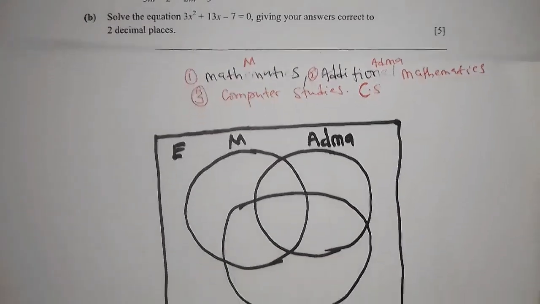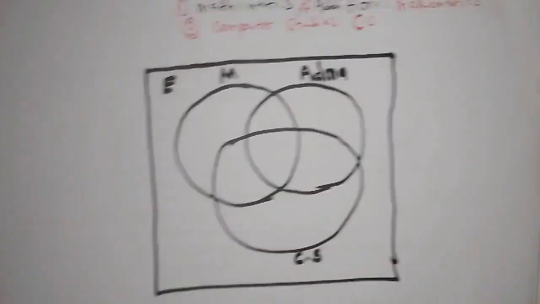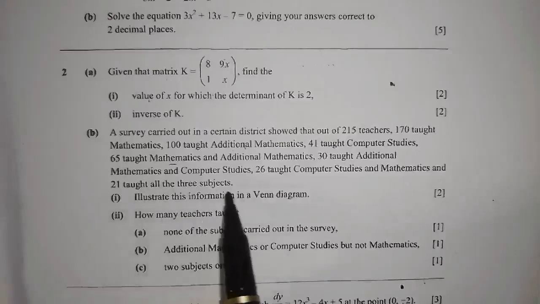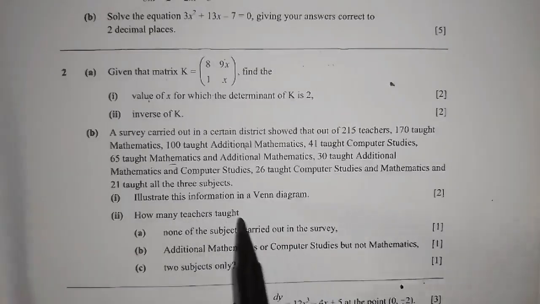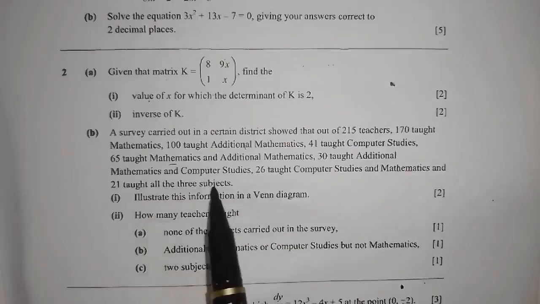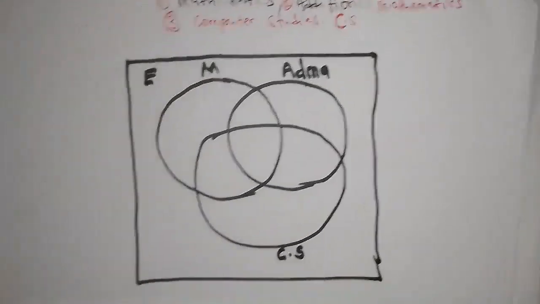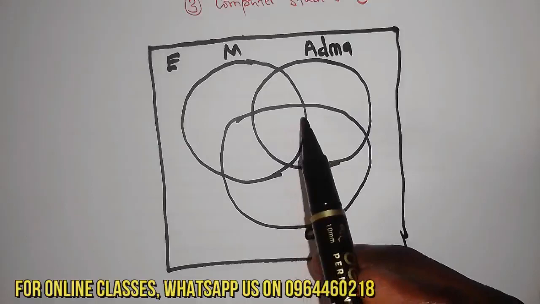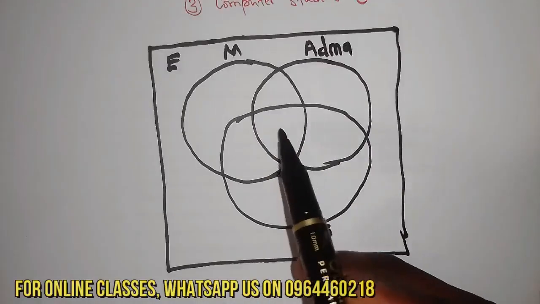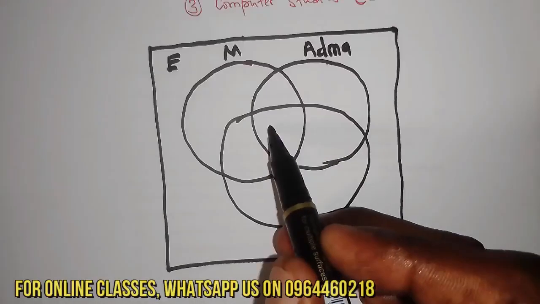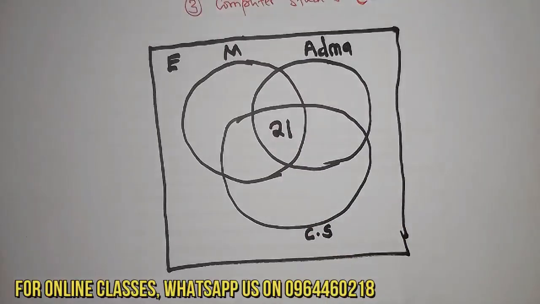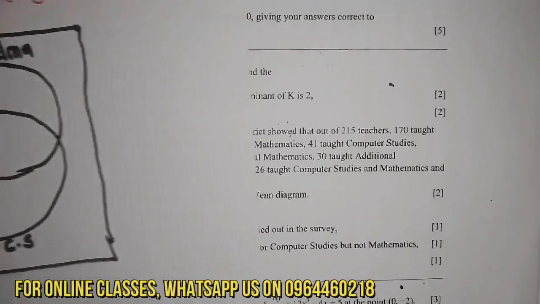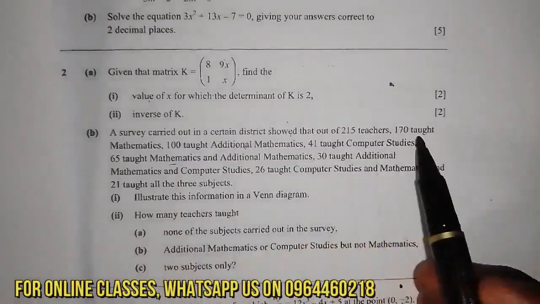Now the way to approach this question is that you have to look at where they said the intersection of all the three subjects. So 21 taught all the three subjects. Now when you go back to the diagram, you'll find that the intersection for all the three subjects is on this part. So this is where you're going to put 21.